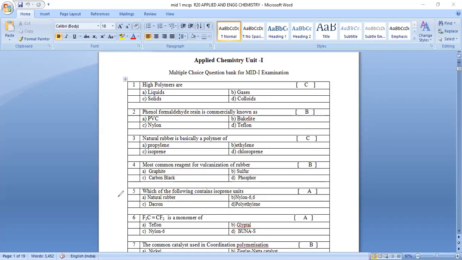Question number 5. Which of the following contains isoprene units? Isoprene is 2-methyl-1,3-butadiene. Isoprene is identified in natural rubber.